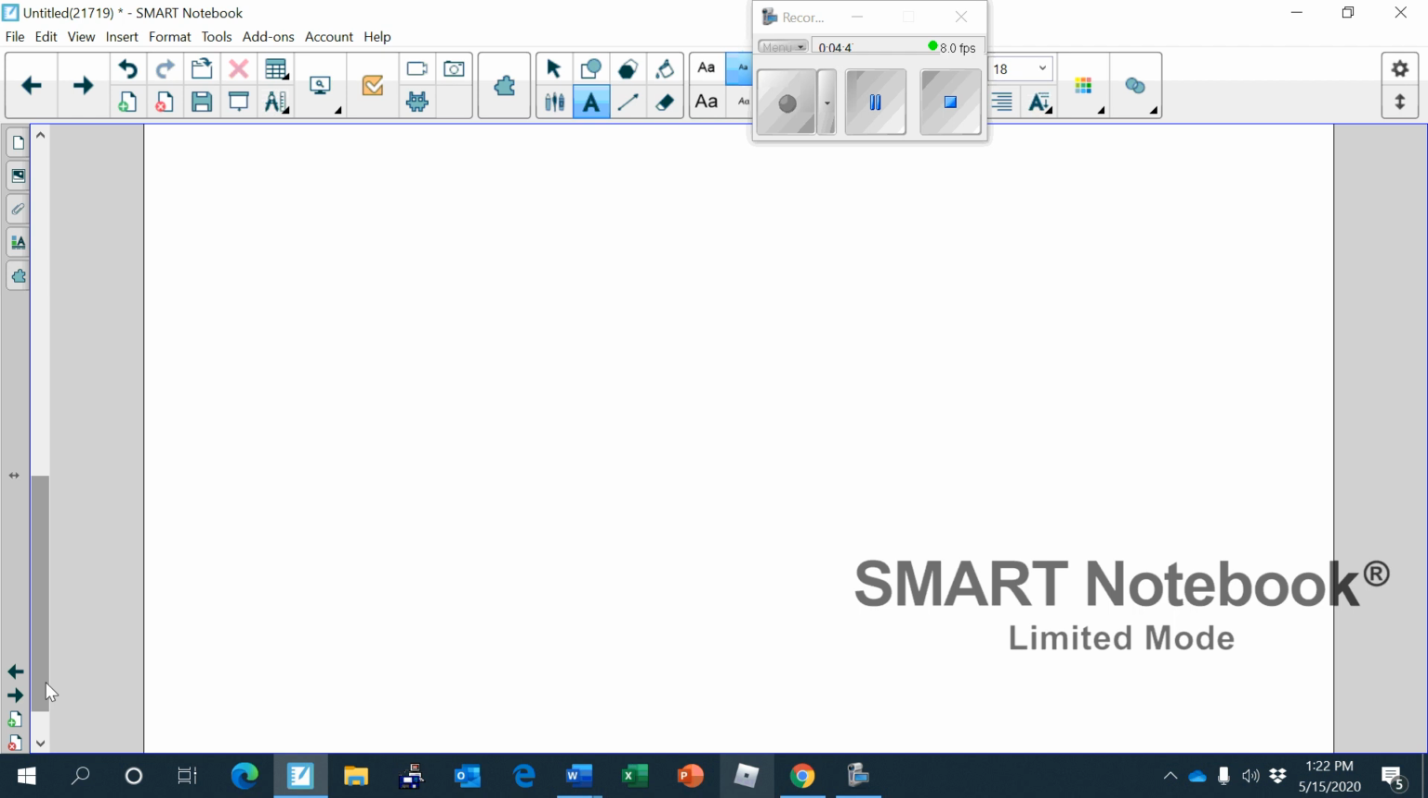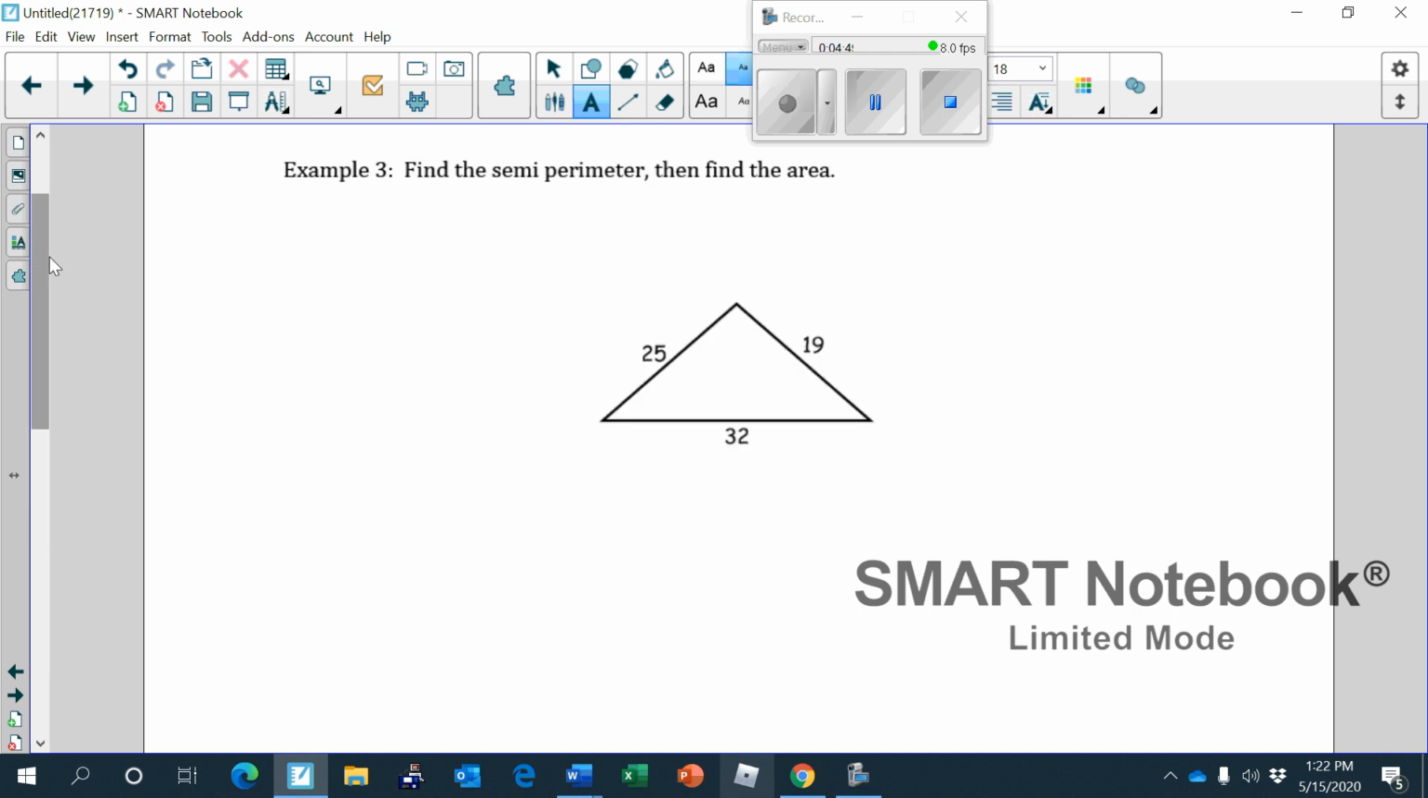I think it's one last example, yep. One last example. So it says find the semi-perimeter and then find the area. So it's the same thing that we just did, it's just in pieces now. I just specifically say, tell me what the semi-perimeter is and then tell me the area, which you would have to do anyway, okay?